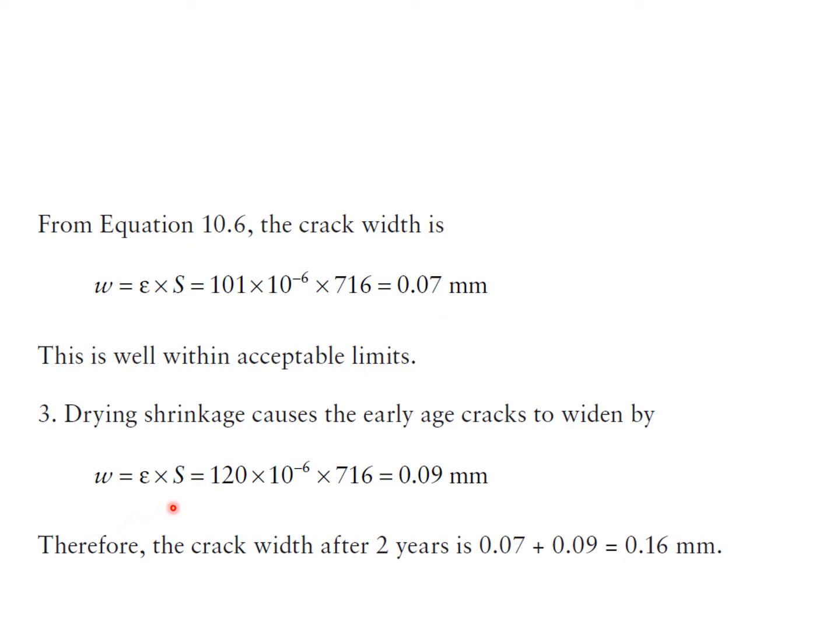Now the 120 microstrain of shrinkage strain due to drying out will produce a final crack width, or a widening of the crack, of 120 microstrain times the spacing of the crack, which is 716 mil, so we end up with 0.09 millimeters. So after 2 years we would expect the final crack width of 0.07 plus 0.09 gives you 0.16 millimeters, which once again is a reasonable crack width.